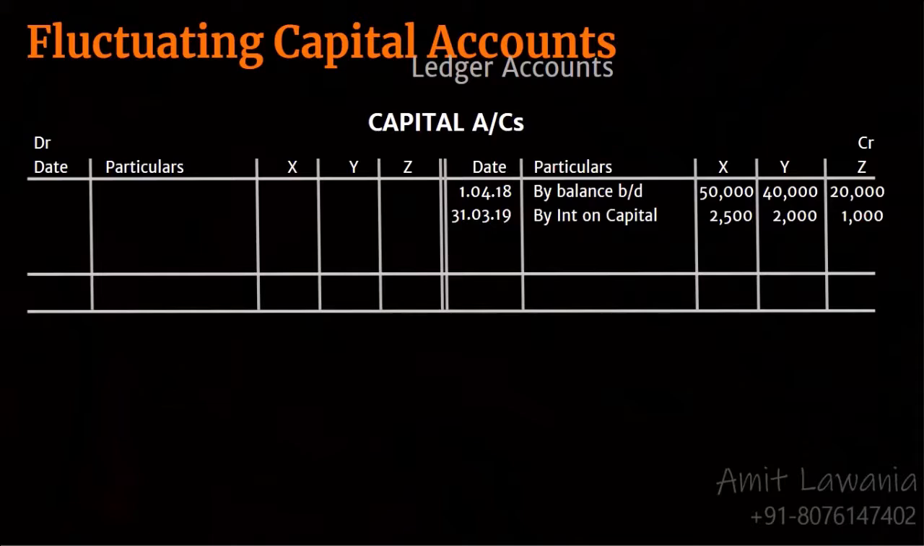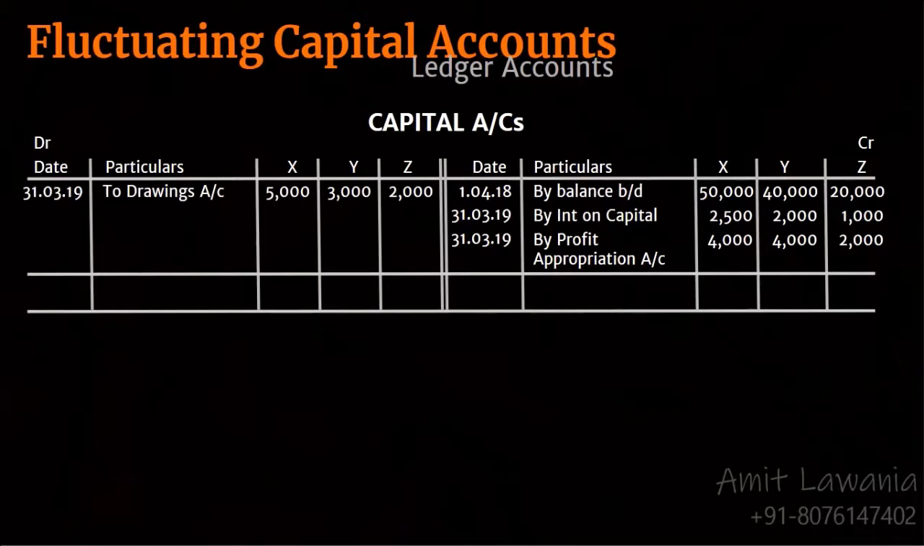Next, we credit the interest on capital receivable by the partners from their firm at rupees 2,500 for X, 2,000 for Y, and 1,000 for Z. Now, the distributable profit from the profit appropriation account is credited to the partners' accounts. Rupees 4,000 for X, rupees 4,000 for Y, and rupees 2,000 for Z in the ratio of 2:2:1. That is given in the question itself.